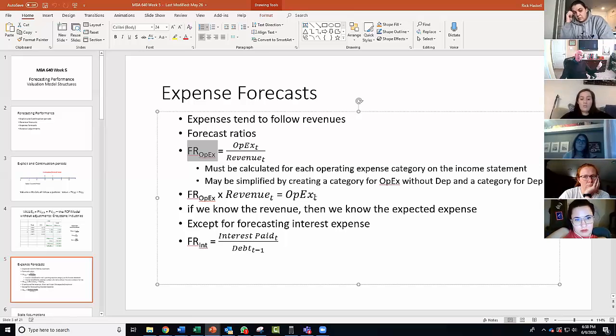And we then also have this slightly different structure for interest. The forecast ratio for interest is the interest paid at one point in time divided by the debt balance from the prior point in time. Why do we have this temporal shift? Why are these not both for the same year? Diana, any idea?